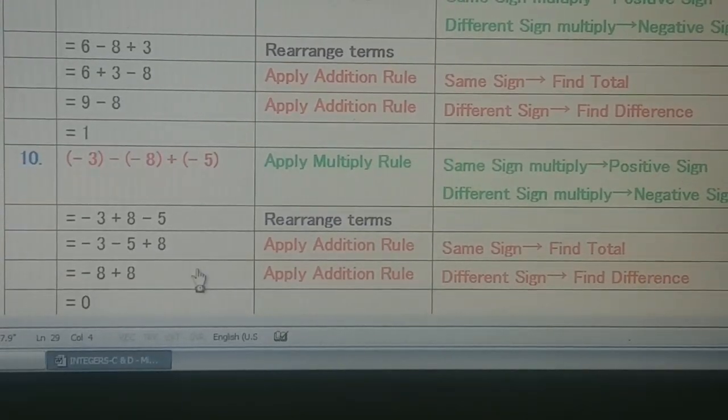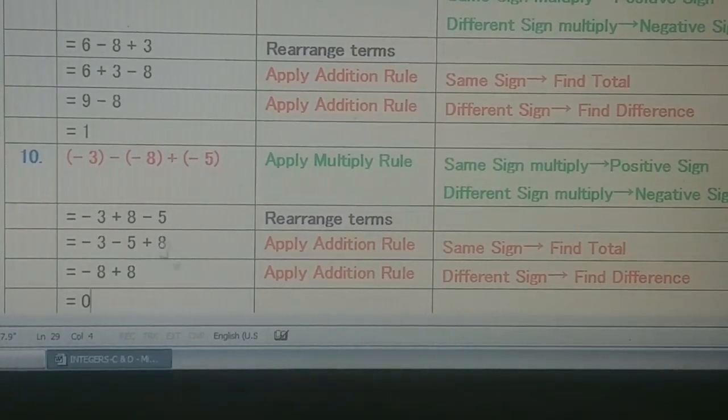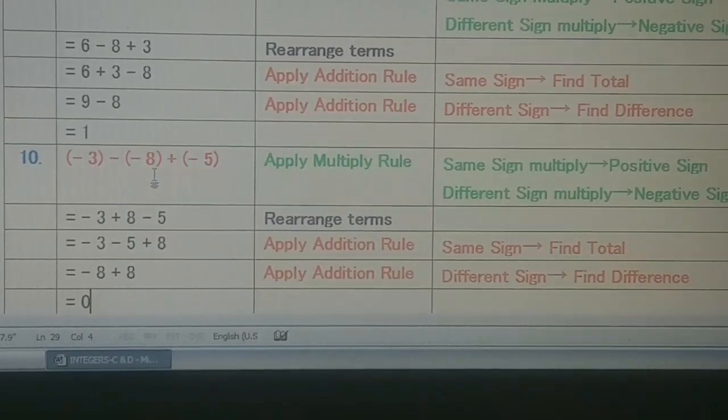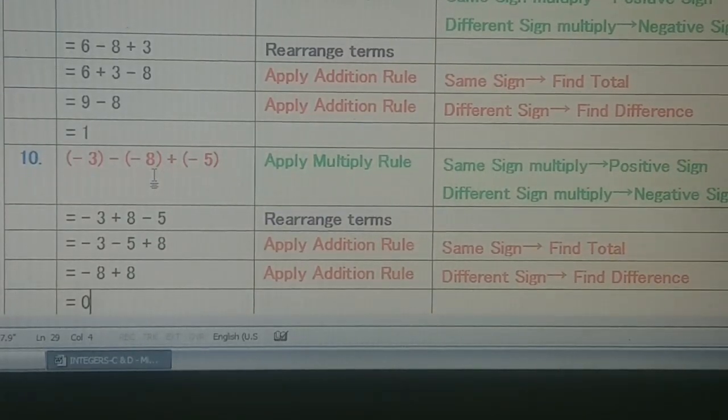So here we can understand how to solve sums having two signs between two numbers. So this topic gets over here.